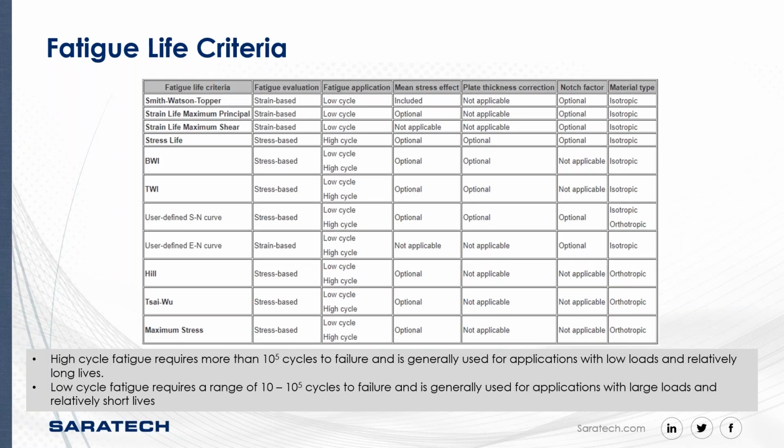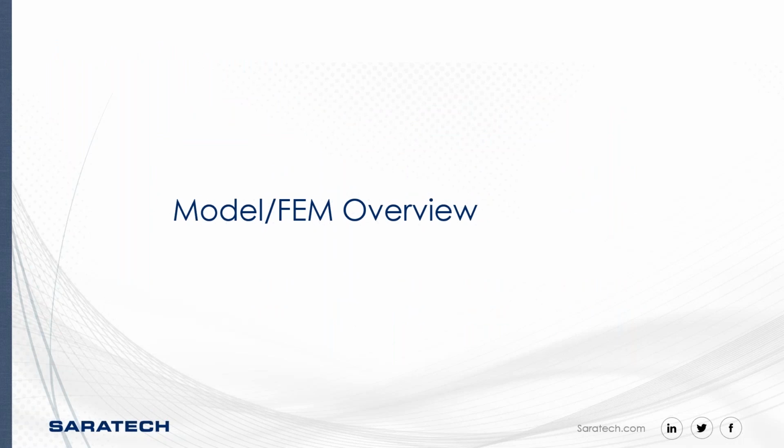For the fatigue life criteria, these are the different fatigue life criteria that are offered in the durability module. It really boils down to two different things: high cycle fatigue and low cycle fatigue. High cycle fatigue is more than 10 to the fifth cycles, and low cycle fatigue is less than 10 to the fifth cycles. And it also is branched off into strain-based and stress-based fatigue evaluation.